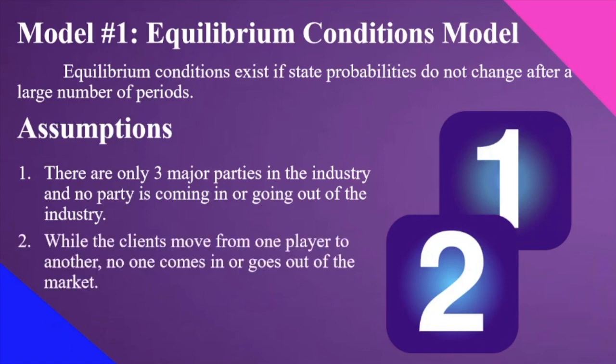Now, for the second assumption, while the clients move from one player to another, kasi nga nagbabago, nagja-jump yung mga clients natin. While clients are jumping from one player to another, no one comes in or goes out of the market. Meaning to say, nung nagsimula ka sa first month, hanggang sa last month, kung ilan man yung transitions na gagawin mo, yung bilang ng clients mo from the first up to the last one is just the same. Tulad ng first assumption sa mga players natin, ganoon din sa clients. No one is coming in or going out.